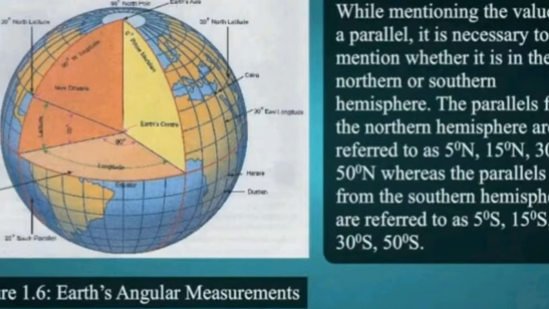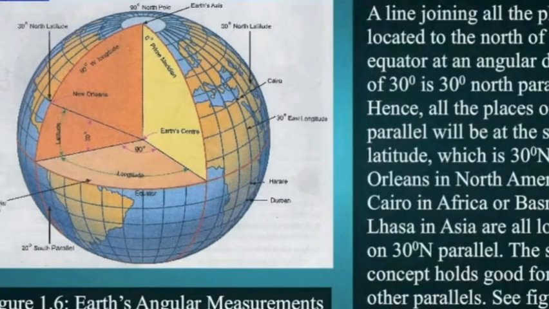While mentioning the value of a parallel, it is necessary to mention whether it is in the northern or southern hemisphere. The parallels from the northern hemisphere are referred to as 5 degree N, 15 degree N, 13 degree N, 15 degree N. Whereas the parallels from the southern hemisphere are referred to as 5 degree S, 15 degree S, 13 degree S. N means north and S means south.